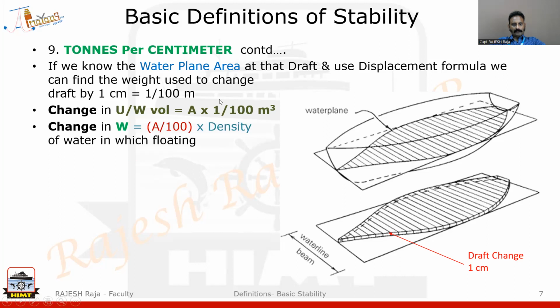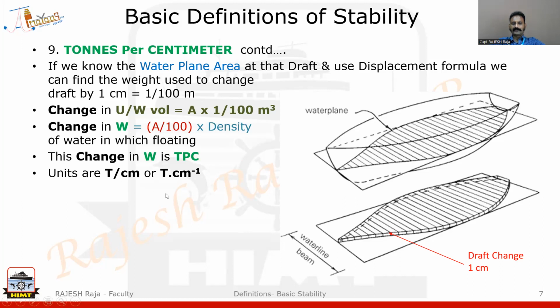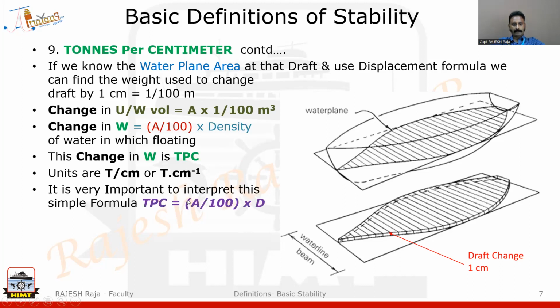Now, when I know the change in underwater volume, I have written A by 100 is the change in underwater volume, multiplied by density is called change in displacement. So this is what is your TPC. The change in displacement because you rise or sink by 1 centimeter is called your TPC. Okay, it is written as tons per centimeter, or t·cm^-1. Both are the same, it's exactly the same.